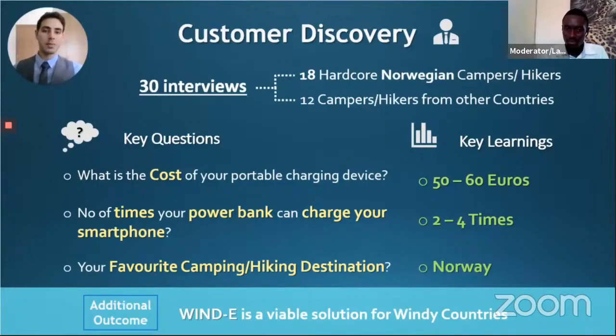When asked how many times a power bank can fully charge their smartphone, people answered 2 to 4 times, and Norway has been validated as their favorite hiking destination. Last but not least, almost all the interviewees showed interest that Windy can be a viable solution for windy countries.